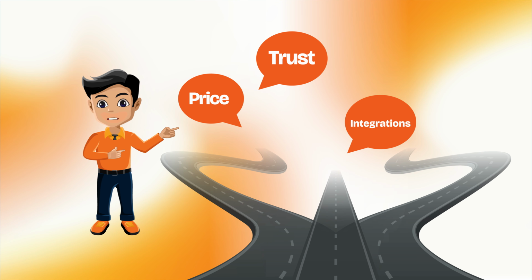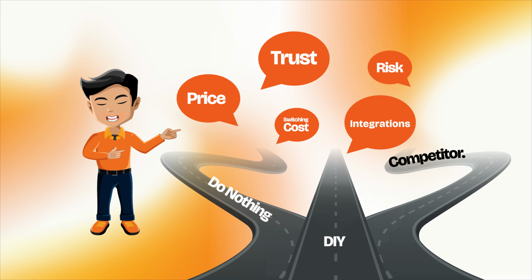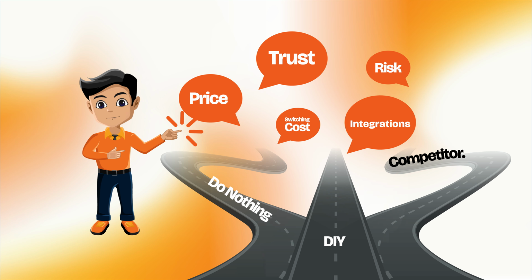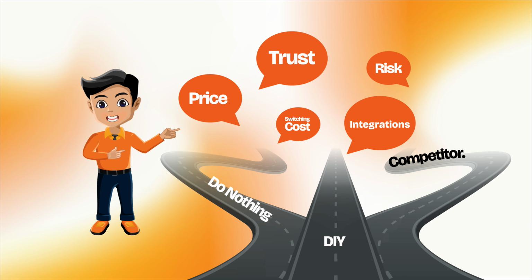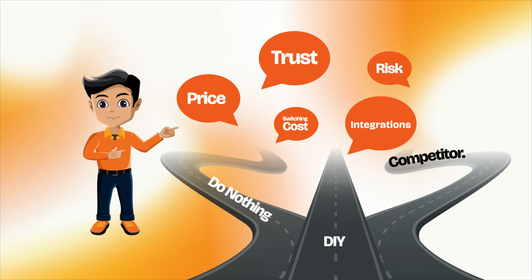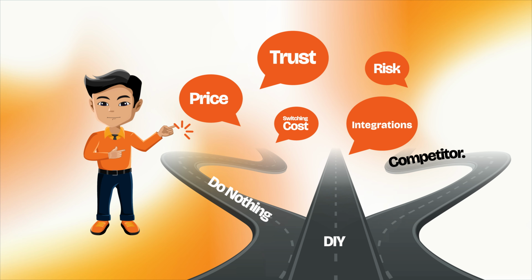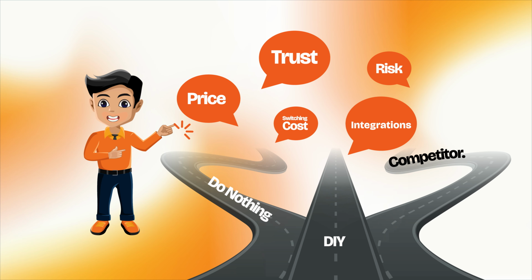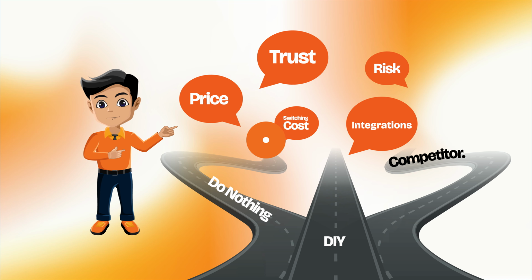List alternatives and status quo. What would they do if they didn't hire us or buy our product? Competitors, internal workarounds, spreadsheets, or do nothing. This matters because you're not just competing with brands, you're competing with habits. Note the top 3 objections you'll face from each alternative: price, switching cost, risk, integrations, or trust.